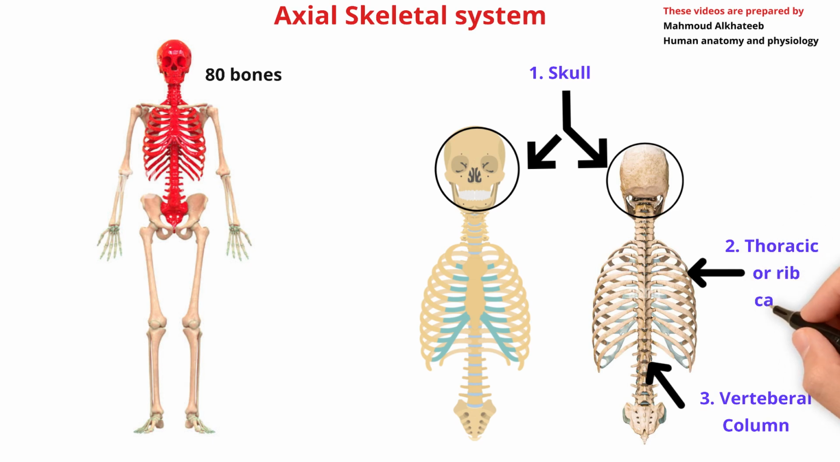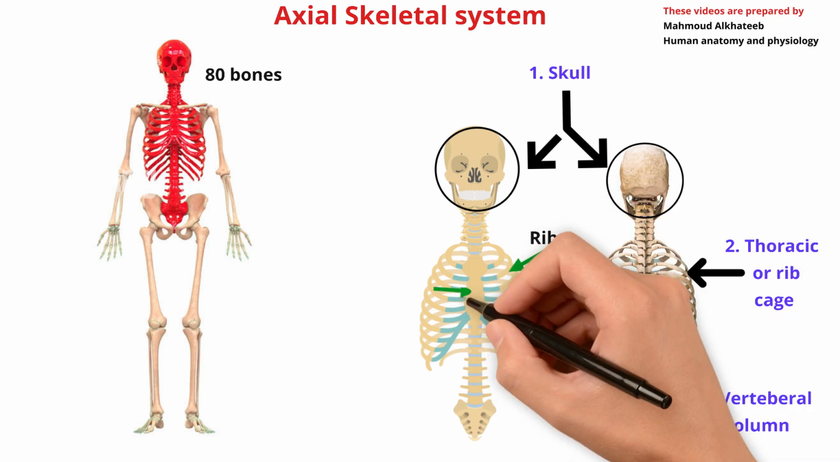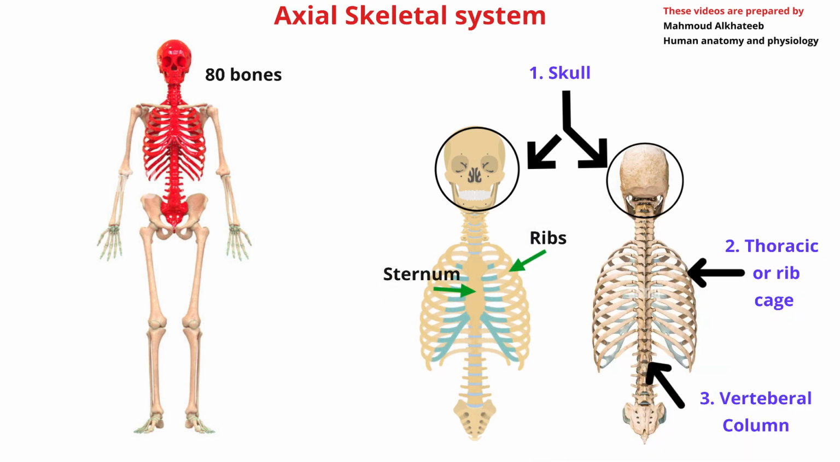The rib cage, made up of ribs, and the sternum protect the heart, lungs, and other vital organs, while assisting in the breathing process by expanding and contracting.